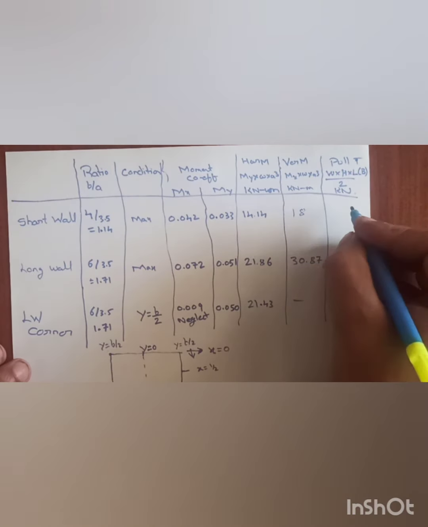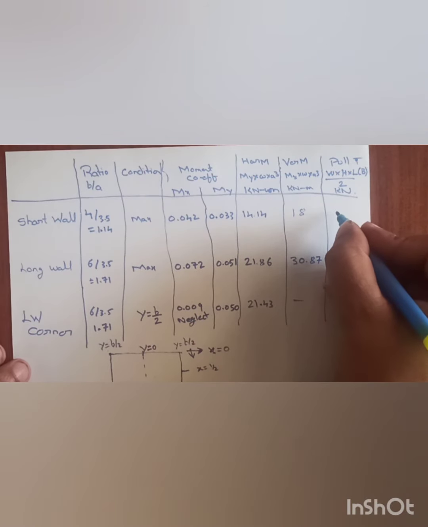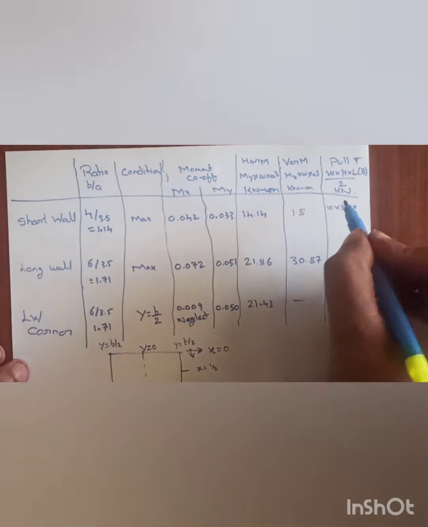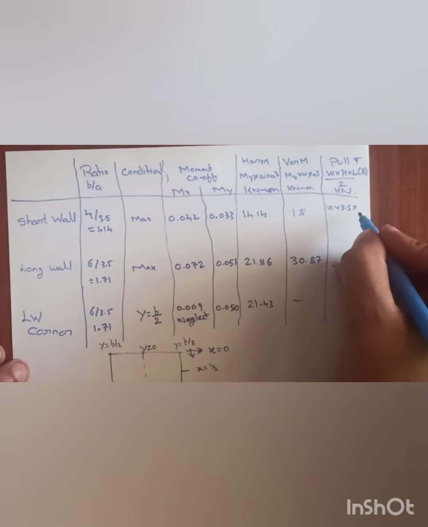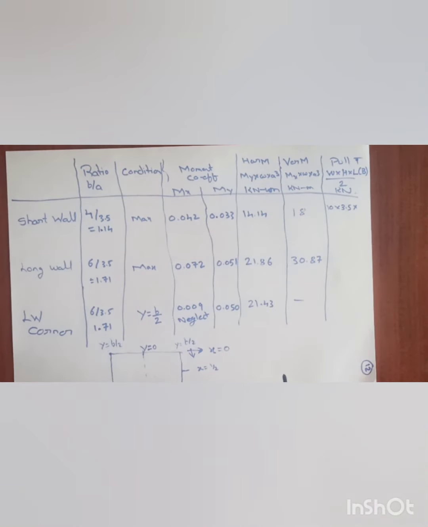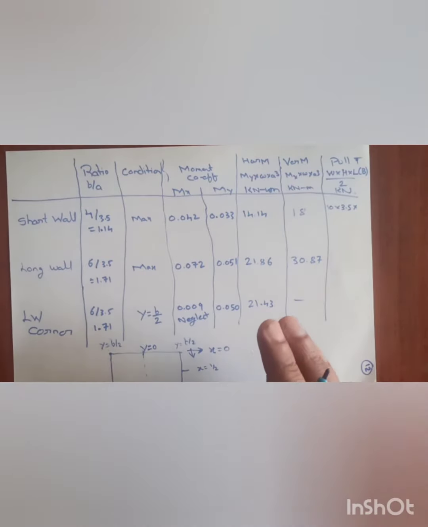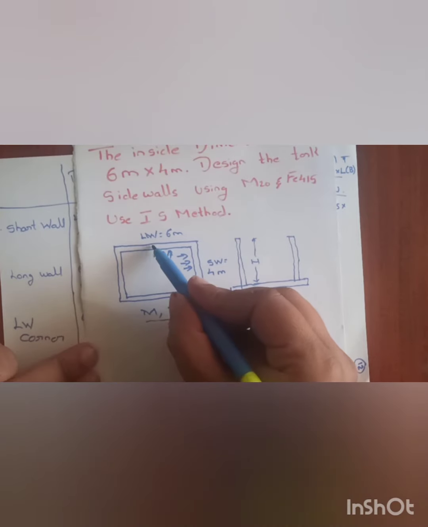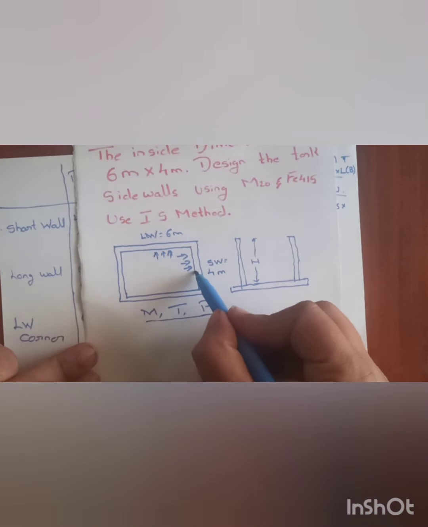Then we have pull, which comes around for short wall. Now this is important here. W is 10, H, the height, is 3.5 into, now we need to take the width. So the short wall is subjected to pull because of the long wall, like in this problem. Here this short wall is subjected to pull because of the long wall. Long wall is subjected to pull because of the short wall.